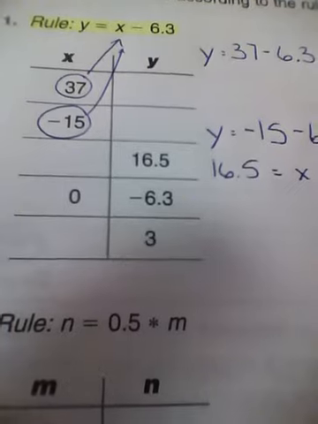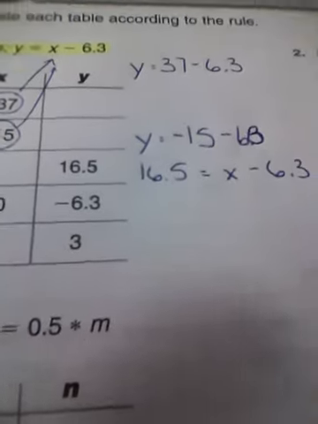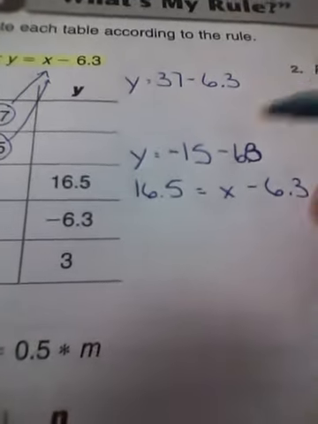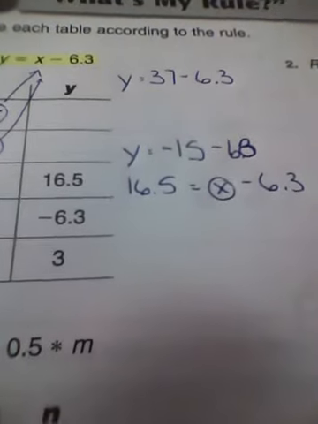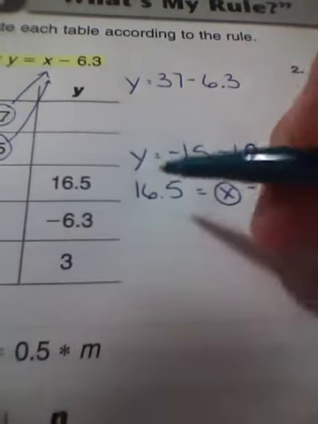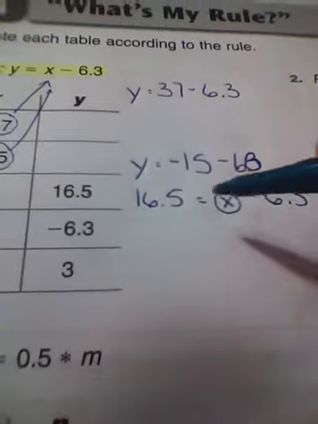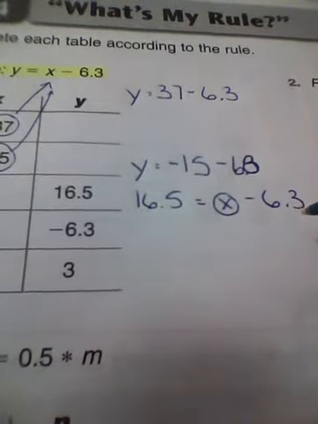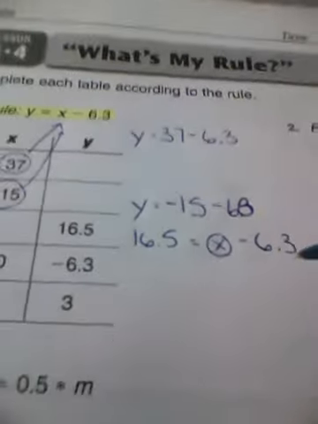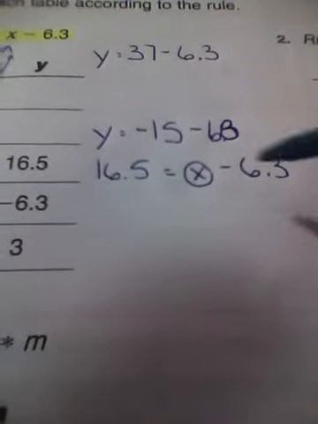x minus 6 3/10. Now, to solve this one, what I really want to do is isolate this x. I want to get it by itself. Well, I need to keep something on both sides of the equation. If I bring the 16 5/10 over here, now I have nothing over here. So what I really need to do is get rid of this 6 3/10. I need to isolate the x.